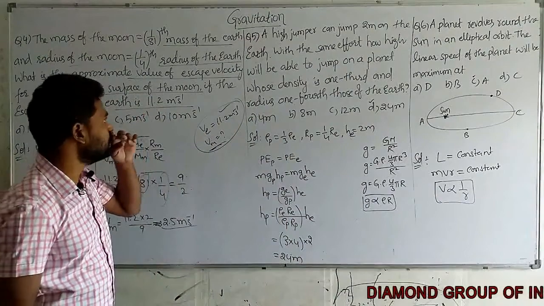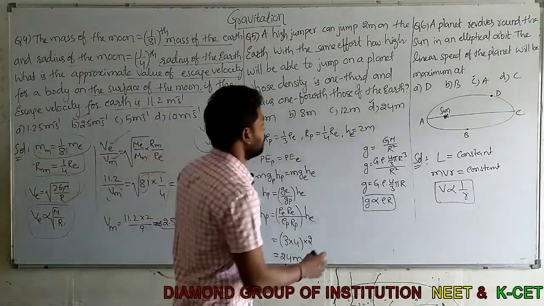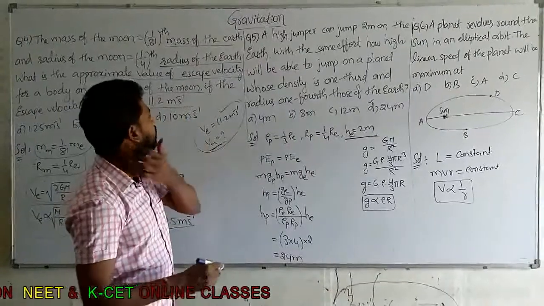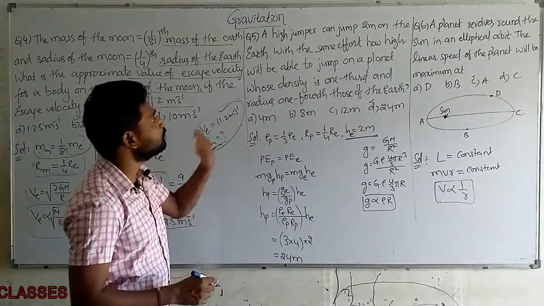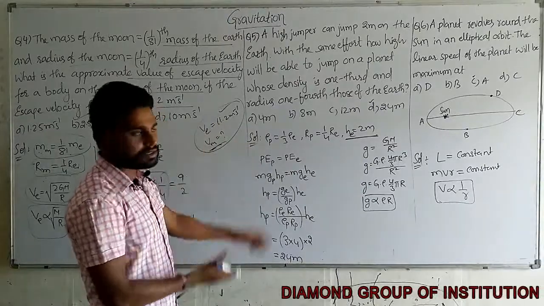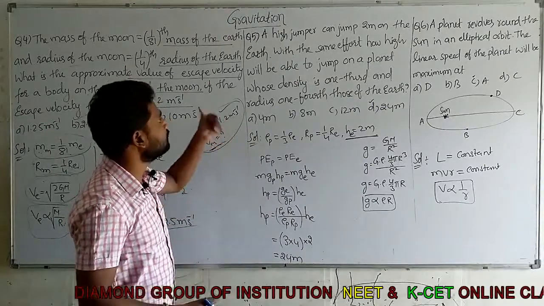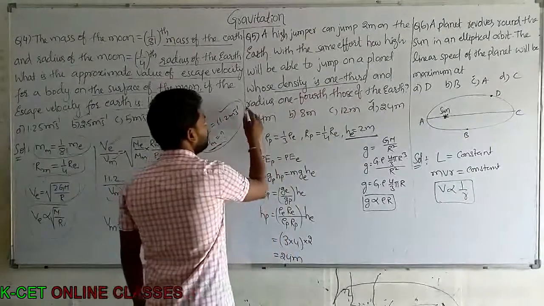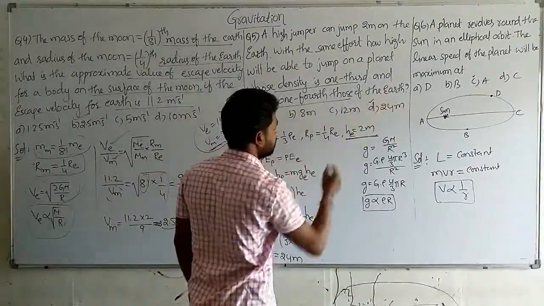A high jumper can jump 2 meters on the Earth. On Earth how much can he jump? 2 meters. With the same effort, how much will he be able to jump? That means with the same energy he is jumping on another planet whose density is 1/3 and whose radius is 1/4 of those of the Earth.